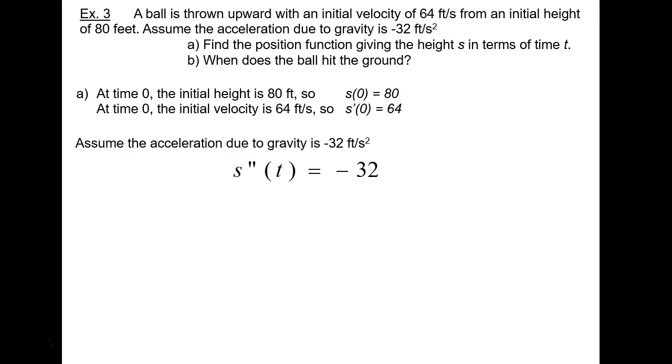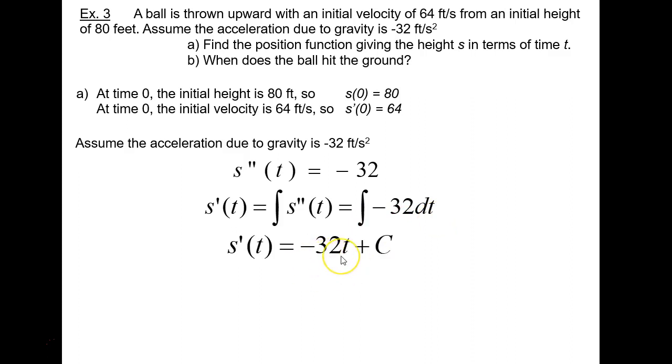We'll go through it one by one. Let's work backwards to find velocity. That means we're going to find the antiderivative, or the integral of the acceleration, right? If I know the second derivative, I want to go backwards, that's an antiderivative. So the antiderivative of negative 32 with respect to time, so dt, would be negative 32t, because that's a constant, right, plus c.